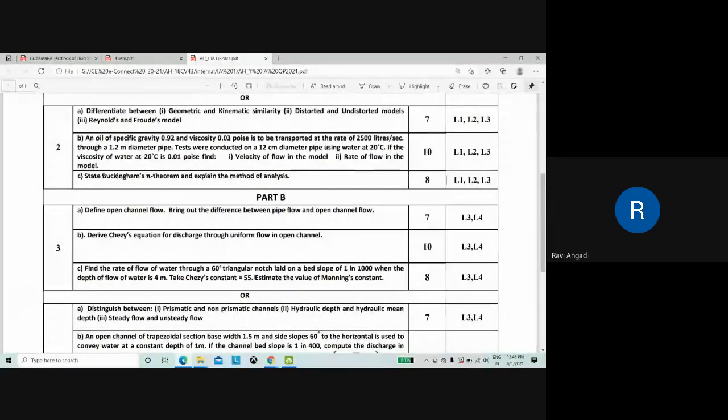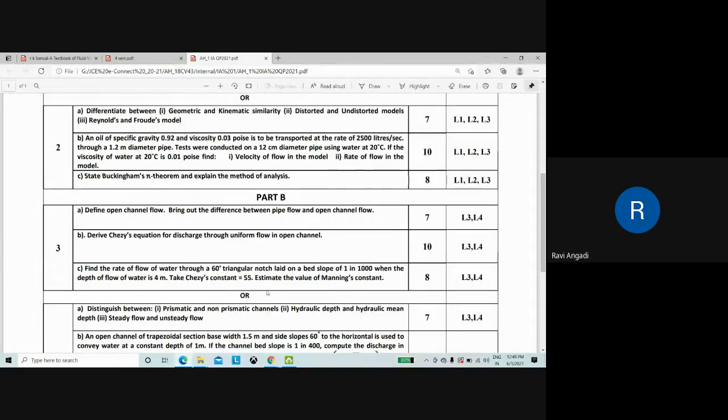What is the equation? Anybody remember? How will you calculate? C is given. How will you calculate? C equal to? You have solved this, you got good marks. Can anyone tell what is Manning's equation? I am not asking the answer, what is the equation I am asking? 1 by n into R raised to 1 by 6.